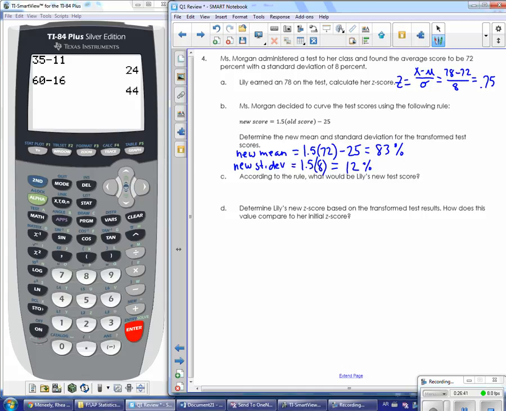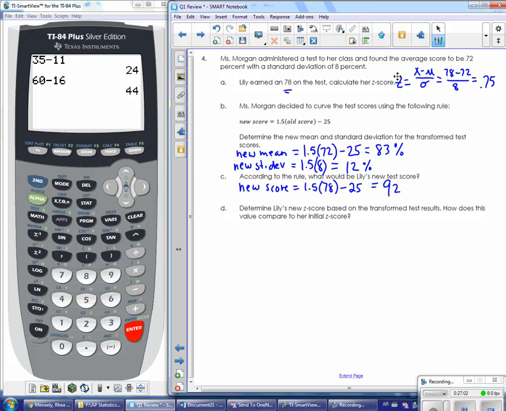In letter C, it says, according to the rule, what would Lily's new test score be? So basically, I'm going to take Lily's old score. So her new score is going to be 1.5 times her old score. And we said her old score was 78, minus 25. And so when I compute that, I get 92.